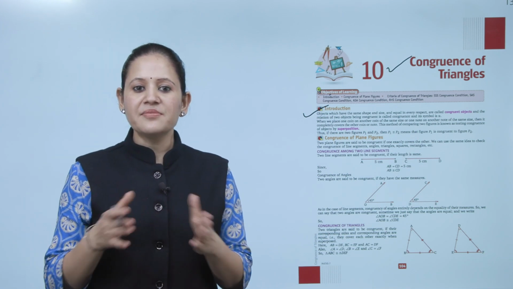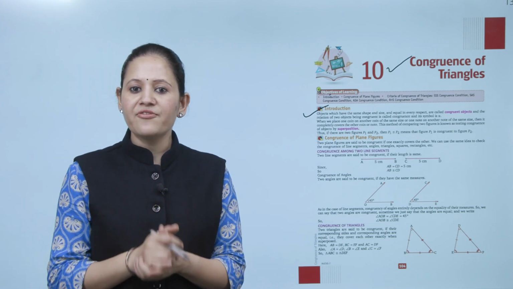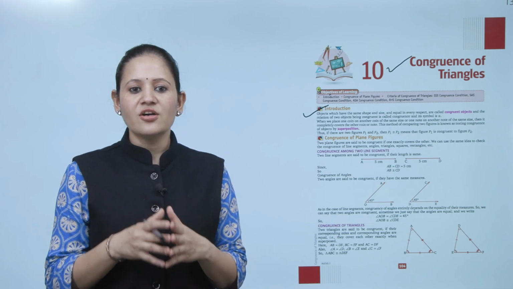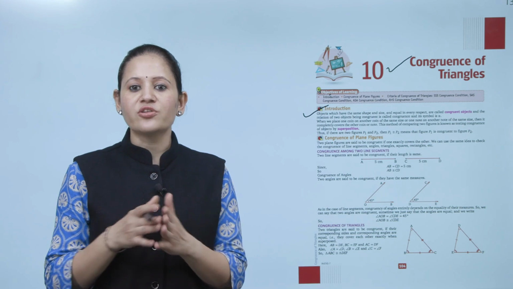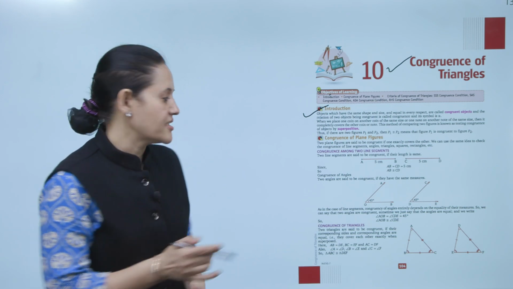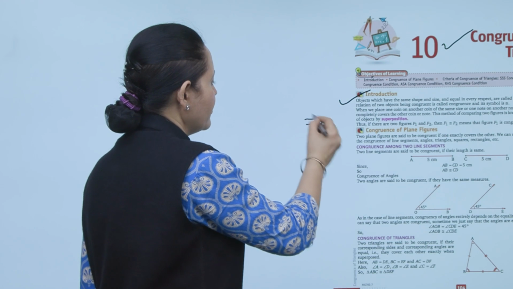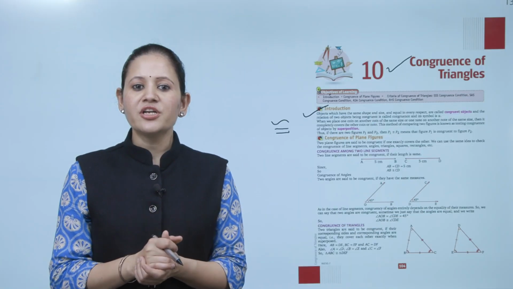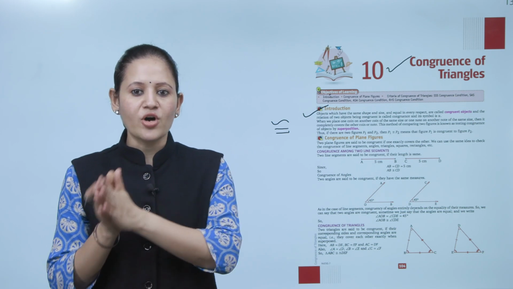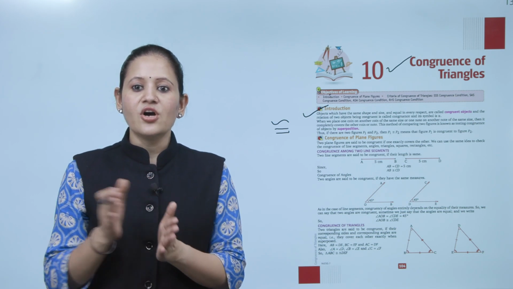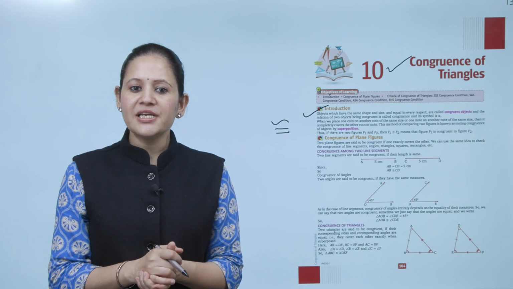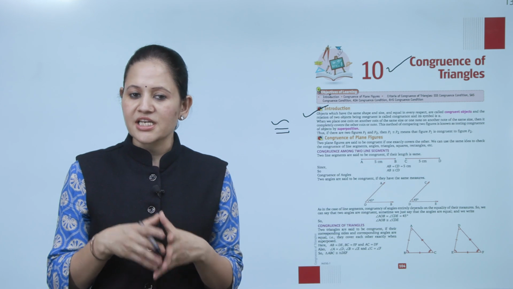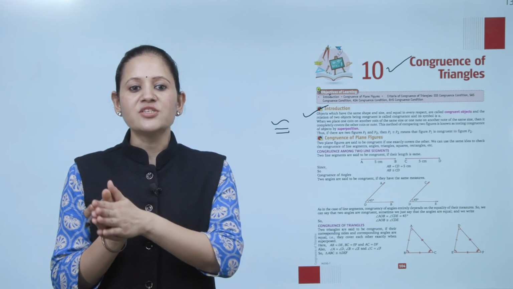Objects which have the same shape and size and are equal in every respect are called congruent objects, and the relation of two objects being congruent is called congruence. This is the symbol for congruent. Clear? When we place one coin on another coin of the same size, or one note on another note of the same size, it completely covers the other coin or note. This method of comparing two figures is known as testing congruence of objects by superimposition.